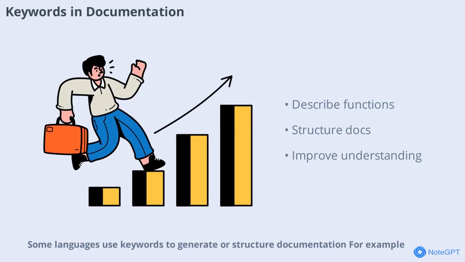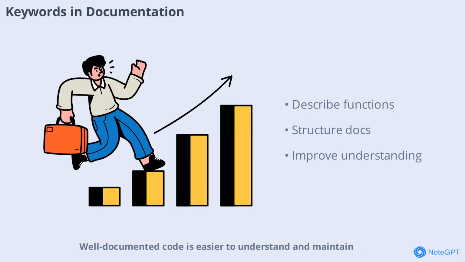Some languages use keywords to generate or structure documentation. For example, docstring in Python allows you to describe functions and classes. Well-documented code is easier to understand and maintain, and keywords play a role in making this possible.